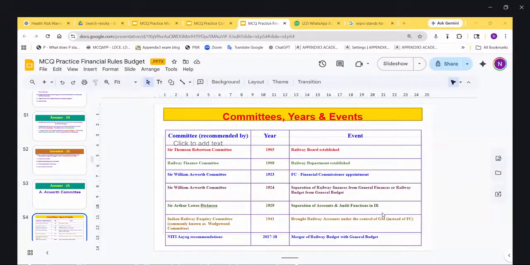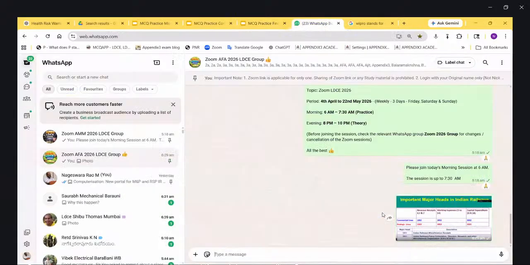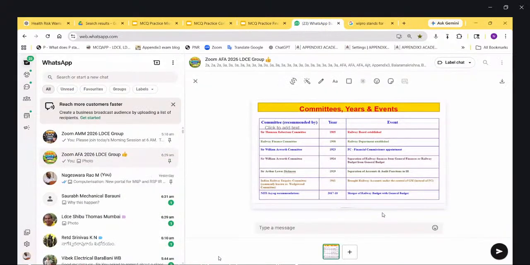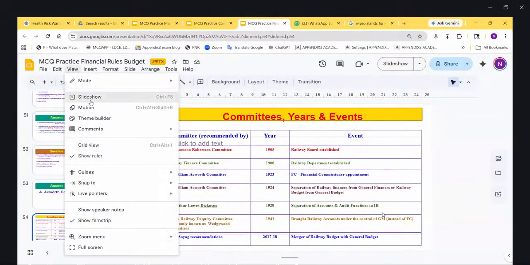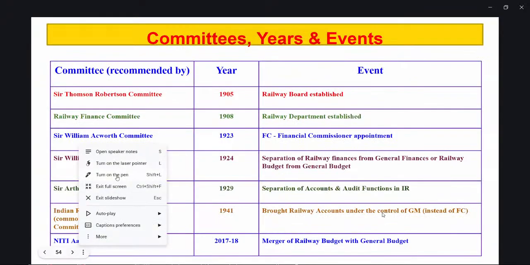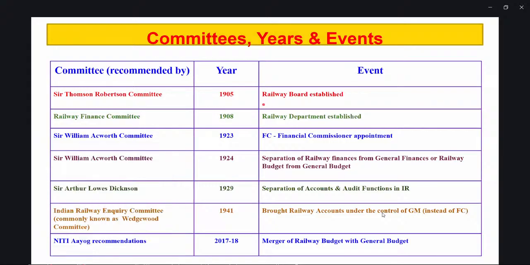This is all very, very important committees. Yeah, now we'll discuss. Please check this: Railway Board established in 1905, very, very important. Thomas Robertson Committee and Finance Committee 1908, not much important. That is the Railway Department is established.